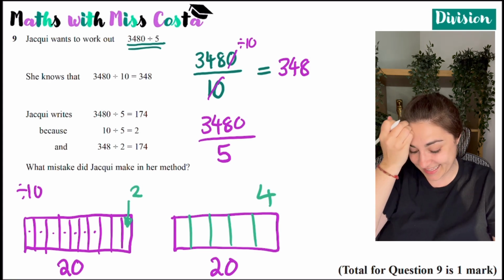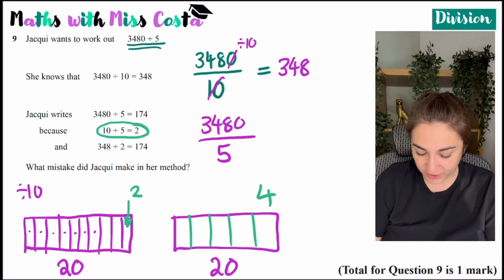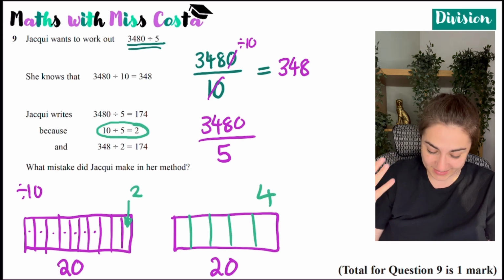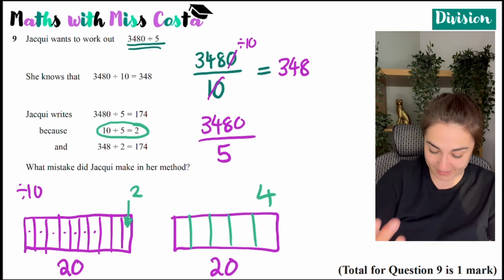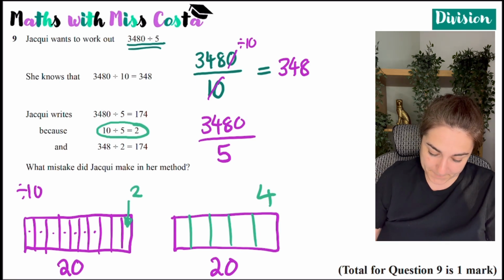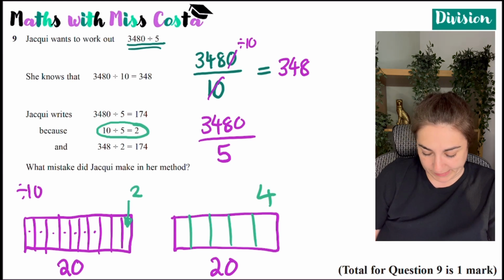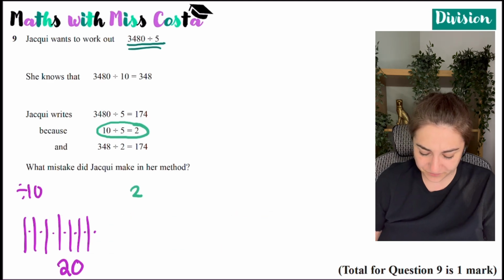So the mistake that she made is that even though 10 divided by 5 is 2, when you're dividing by 10, you're dividing by more parts, so your answer is smaller. When you're dividing by 5, you're dividing by fewer parts, so your answer is bigger. So she writes 3480 equals this because 10 divided by 5 is 2 and 348 divided by 2 is 174. She's misunderstood how division works. This is actually quite a tricky question to try and explain.